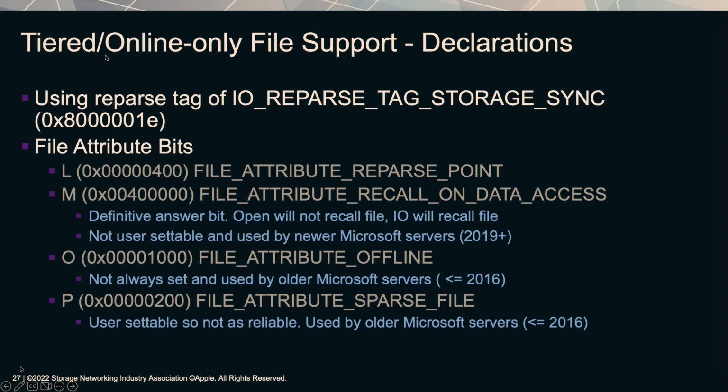This will tell you specifically that open will not recall the file, but any IO operations will recall the file. It is not user settable, which is great, and it's used by newer Microsoft servers, so about 2019 and later. The O bit and the P bit have been around for a while. The problem with the file attribute offline is it's not always set consistently. It is supported by the older Microsoft servers. The P bit, the file attribute sparse file, its biggest problem is it's user settable, so it's not quite as reliable. Again, used by older Microsoft servers.